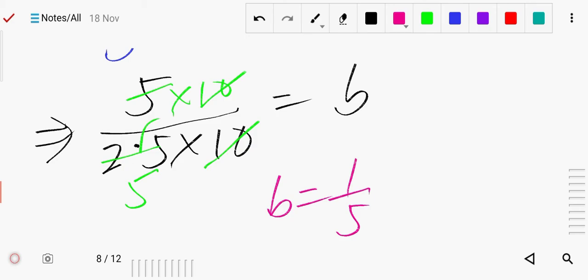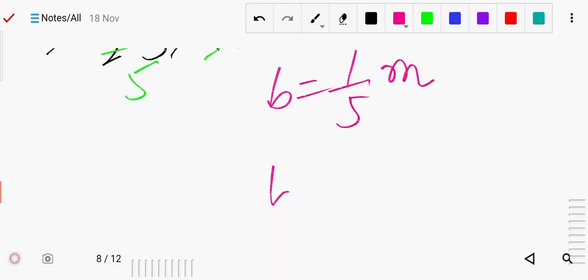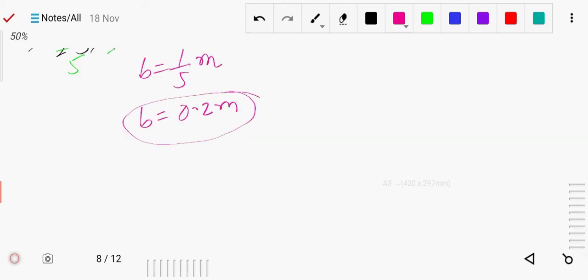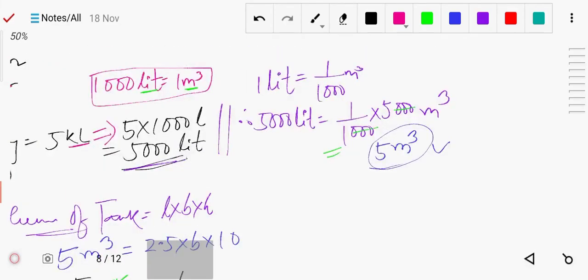1 by 5 meter. But this is a fraction, so we can convert it to decimal. When you divide, you get 0.2. So your answer is 0.2. The breadth is 0.2.